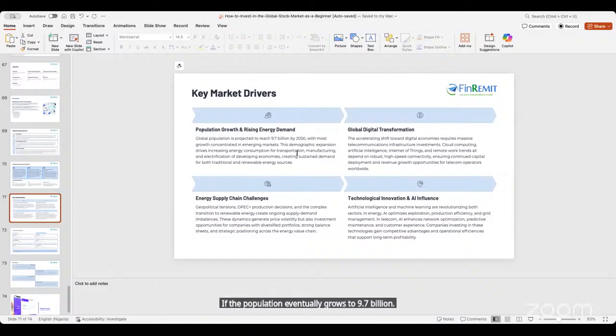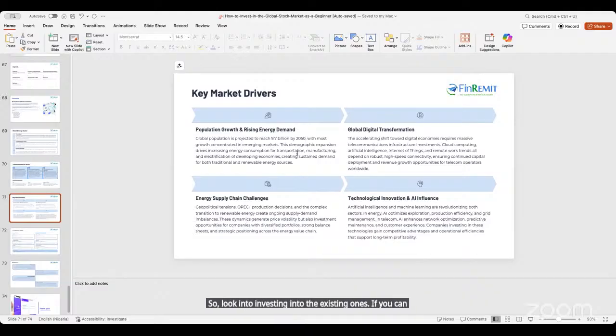But it is not only that, it's also going to be driving transportation, it's going to be driving manufacturing, and it's going to be driving electrification of developing economies. So countries like Nigeria and other developing countries will be needing a lot of energy and telecommunication infrastructure to meet their growing needs. So if anyone is trying to invest into this sector today, it is not going to be a regret tomorrow. So look into investing into the existing ones if you can.